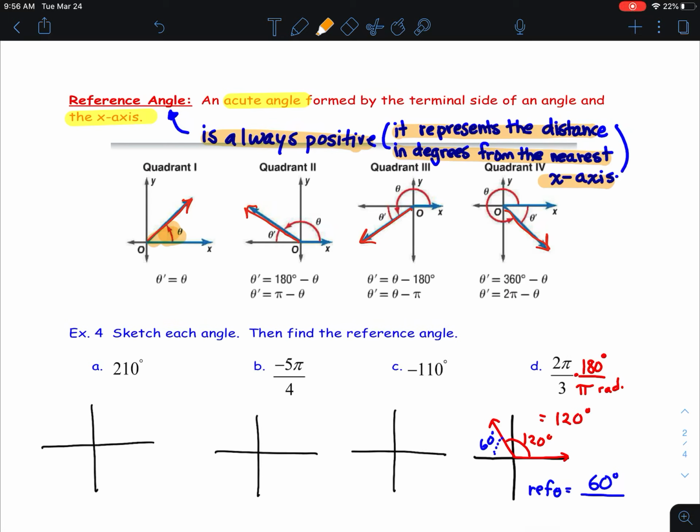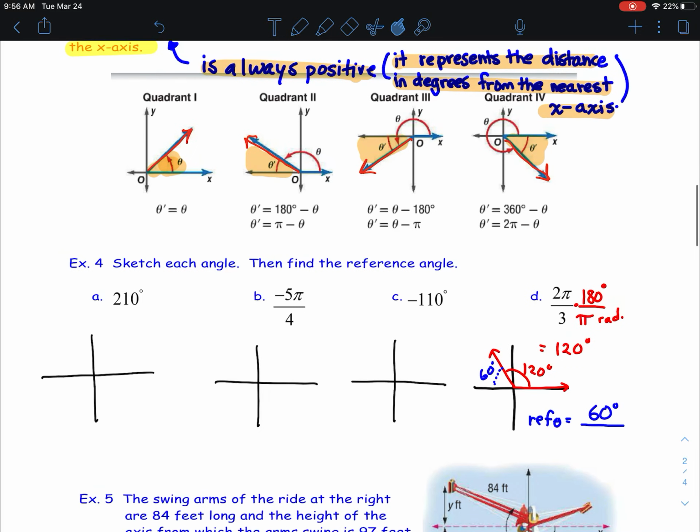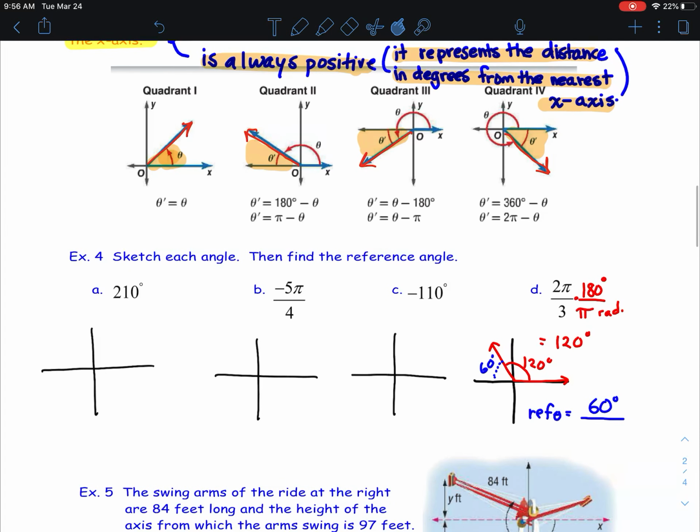Now, if your terminal ray lands in quadrant 2, well, now my terminal ray is much closer to the left side of the x-axis than it is to the right. So I always want to pick the acute angle. If it's closer to the left side of the x-axis, I'm looking for that little gap. If it's closer to the right side of the x-axis, then I'm looking for that gap. So if it's landing in quadrant 3, this would be the reference angle. And if it's in quadrant 4, that would be the reference angle. Okay, so what we're going to practice is sketching an angle, and then after we have an angle sketched, we're going to say this is what the reference angle is.